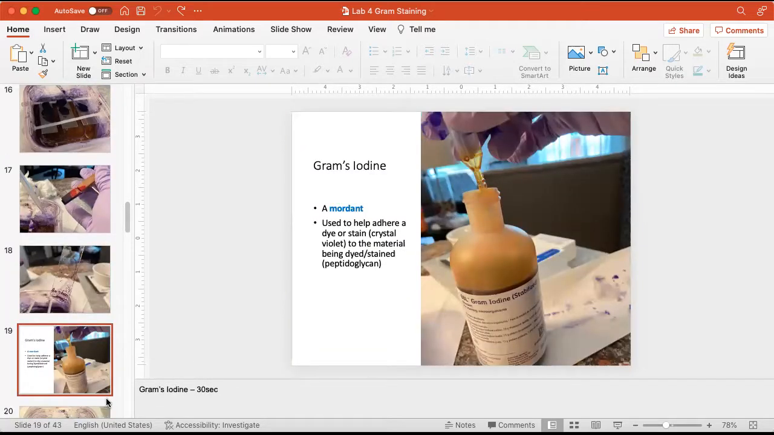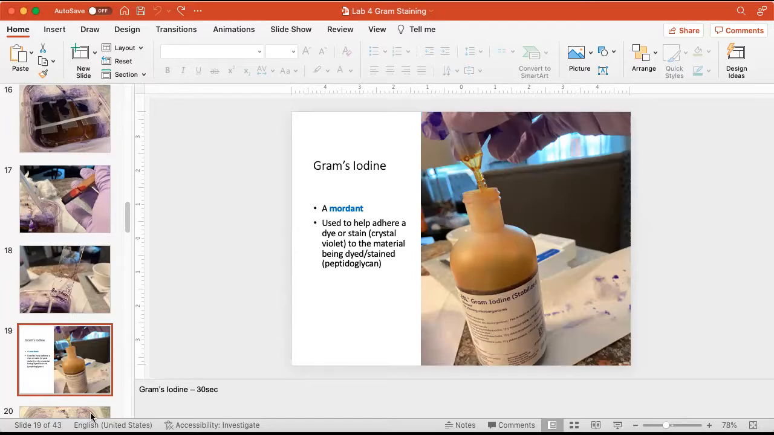All right, the next step is Gram's iodine. That's what you're looking at here. I'm drawing up some Gram's iodine. I'm going to lay that in a puddle over the smears. Remember, Gram's iodine is not a stain. It's a mordant. It's used to help the crystal violet penetrate and adhere to the peptidoglycan.